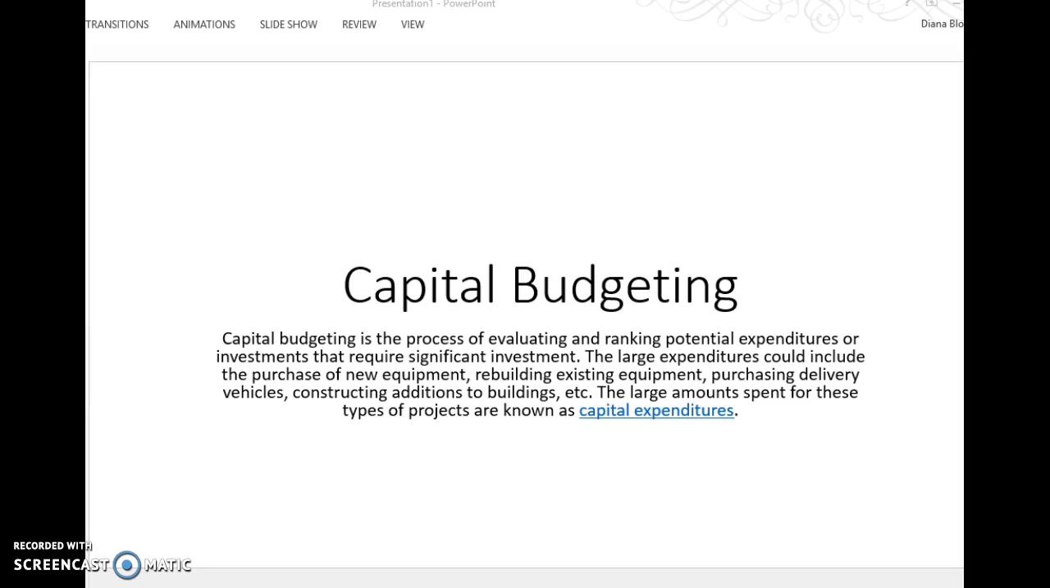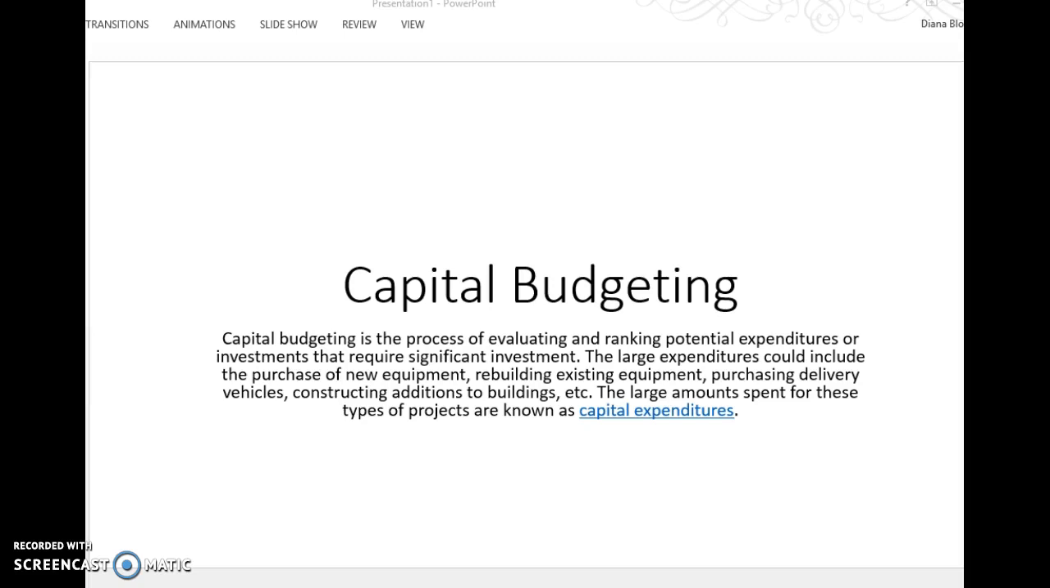And this week, we're going to talk about capital budgeting. And capital budgeting is really a continuation of what we've been talking about for the last two to three weeks for sure. And let's talk about what is capital budgeting. Capital budgeting is the process that companies use to rank their potential expenditures or investments.